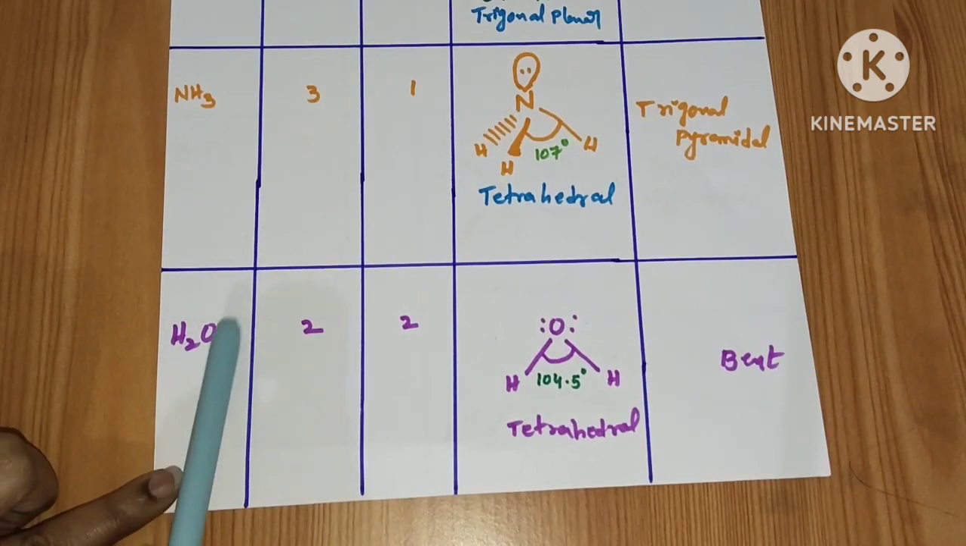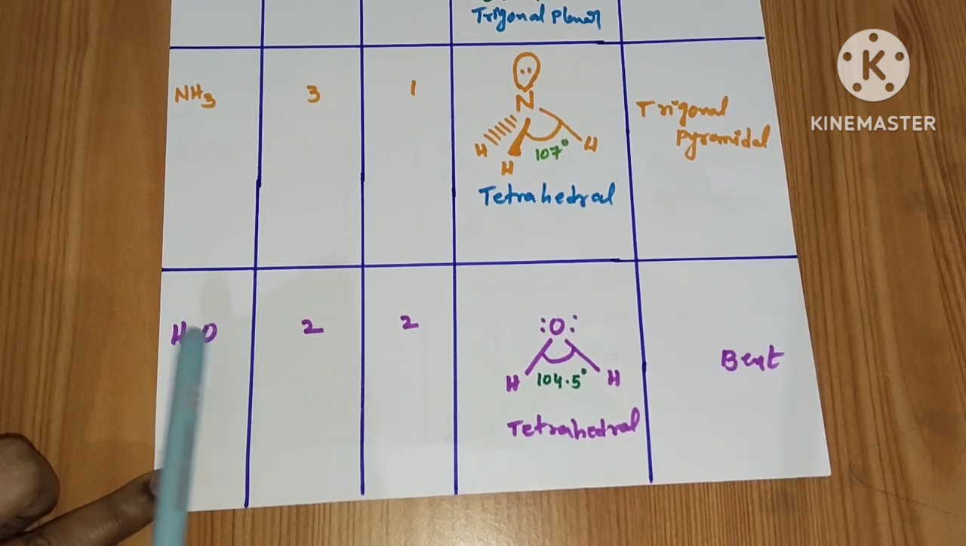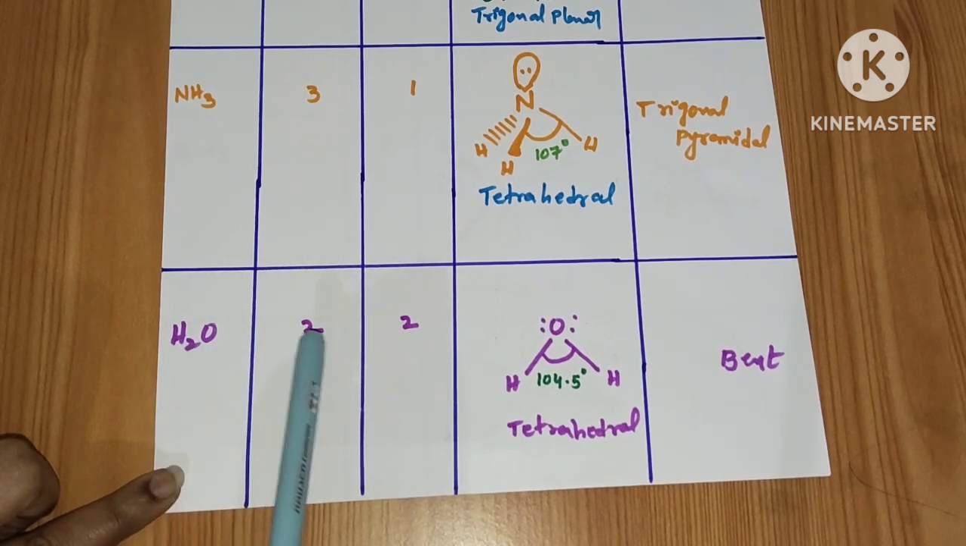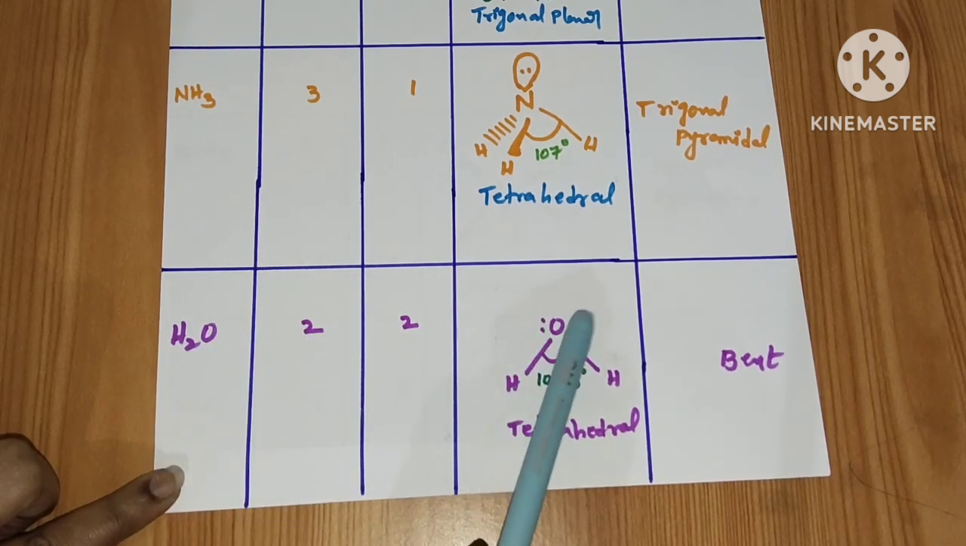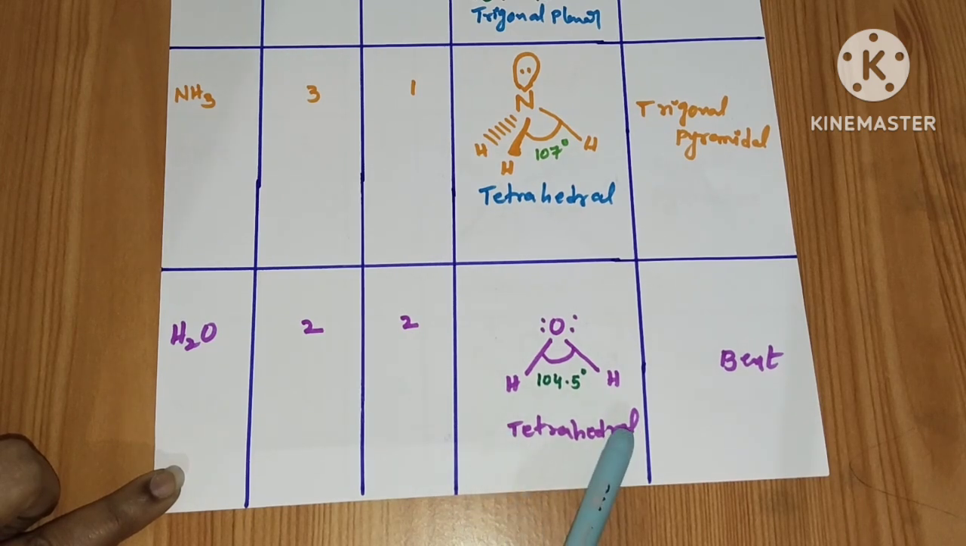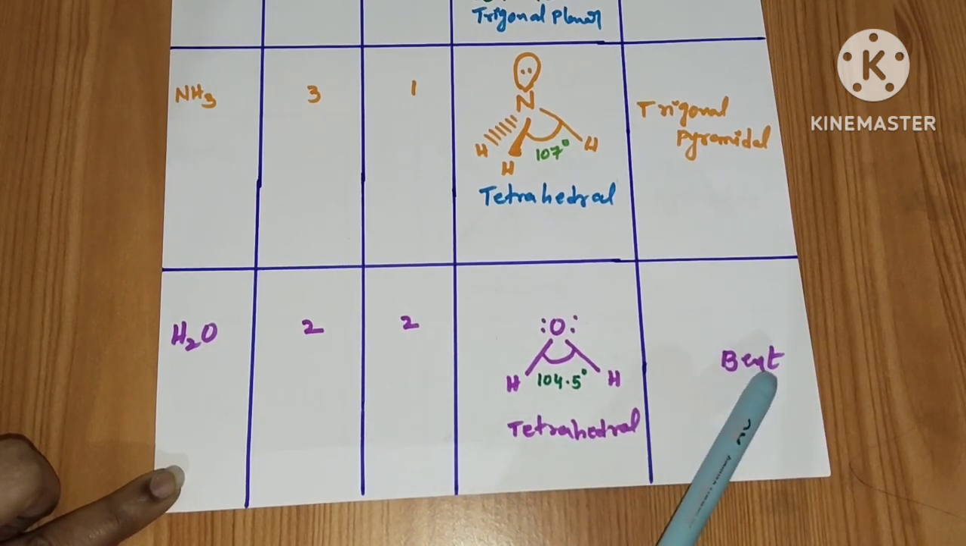Next example, H2O. Here oxygen is the central atom. Oxygen is attached to 2 hydrogen atoms. So bonding pairs 2 and lone pairs also 2. The geometry of the molecule is tetrahedral and the shape of the molecule is bent.